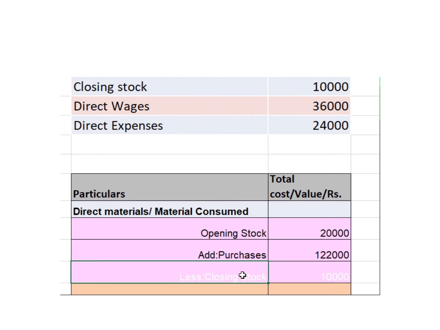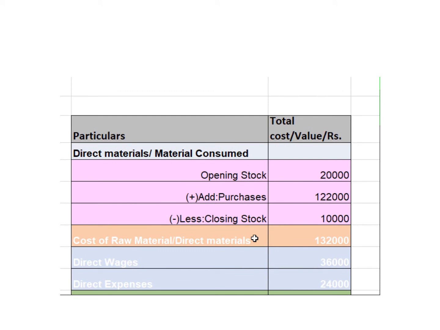And next, at the end there is some closing stock remaining, which means that is not used. So you are subtracting the closing stock, the value of that closing stock. So addition means plus and less means subtraction. Now you can calculate the cost of raw material, which may be termed as direct materials or materials consumed. The value you should have got is 1,32,000. So 20,000 plus 1,22,000 minus 10,000 is 1,32,000.